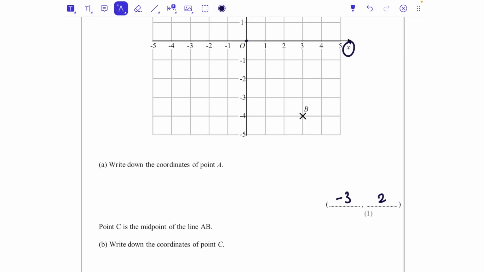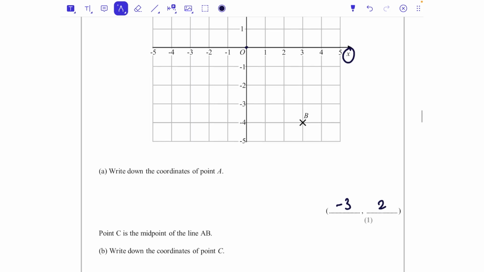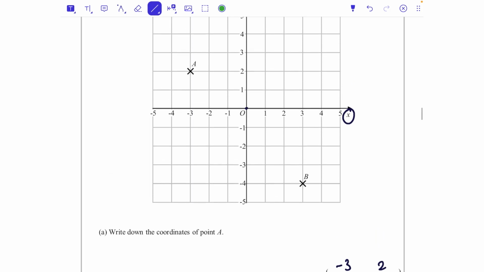Point C is the midpoint of the line AB. Write down the coordinates of C. So I'm going to use a ruler here and just connect those two up. And they're asking me what point is in the middle of that line. Now we can see that overall it's gone across 1, 2, 3, 4, 5, 6 squares and down 1, 2, 3, 4, 5, 6 squares.